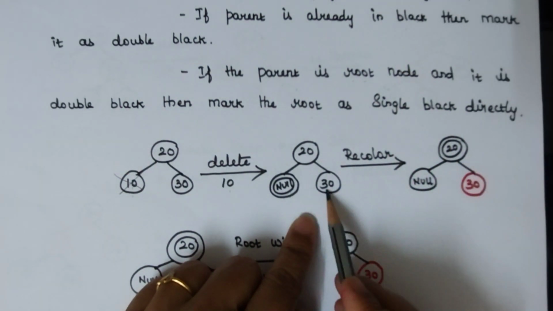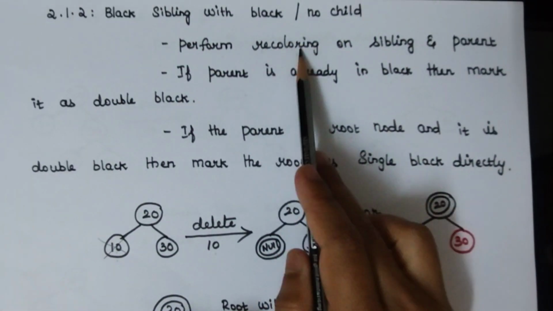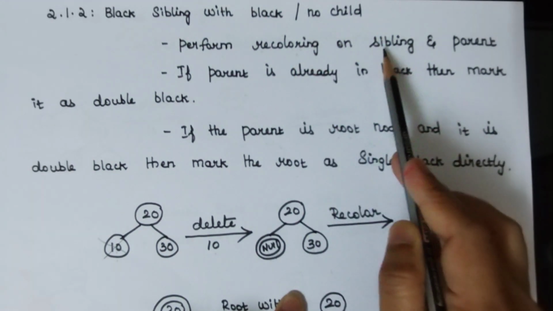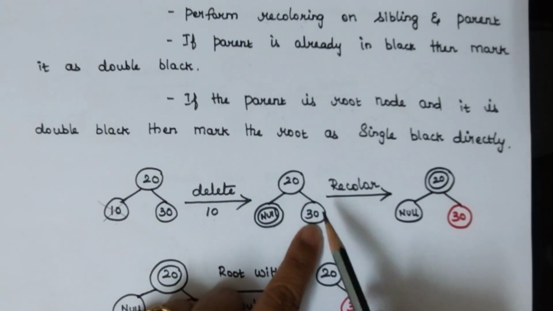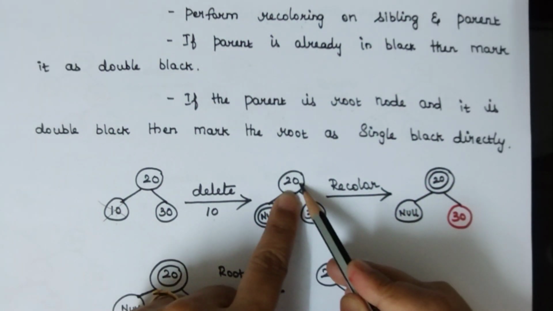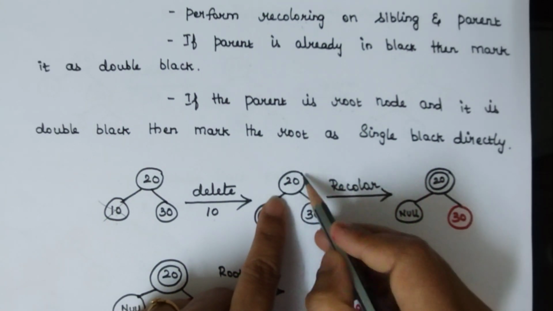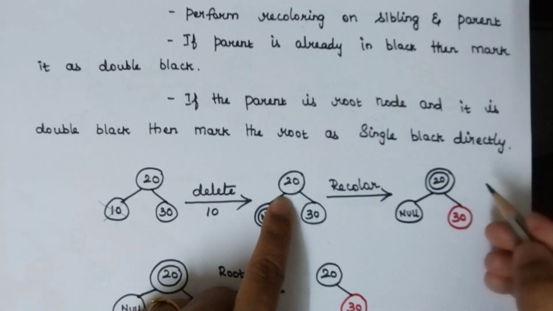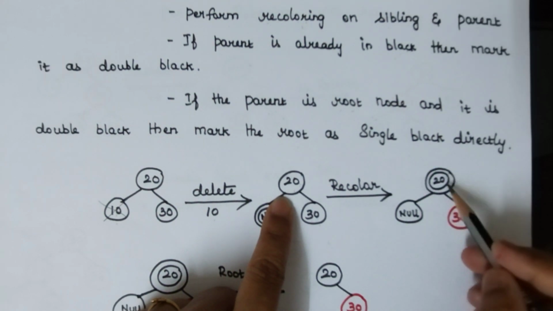If this black sibling is having a black child or no child, what do you need to do? You need to perform recoloring. And where are you recoloring? Recoloring on the sibling and parent. So for this node, what is the sibling? 30. So recolor it from black to red. And what is the parent? 20. Recolor 20. But if you see, 20 is already black. If 20 is already black, then you need to make it double black. So this black is made double black now.